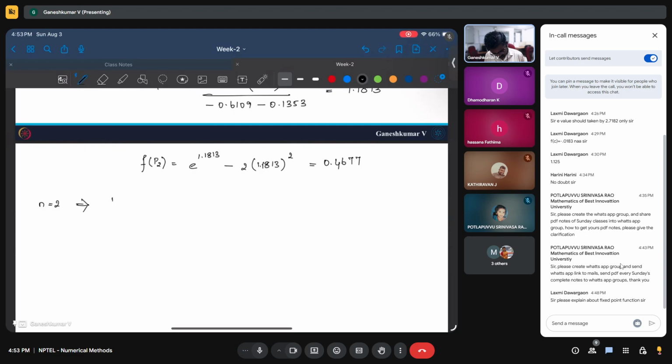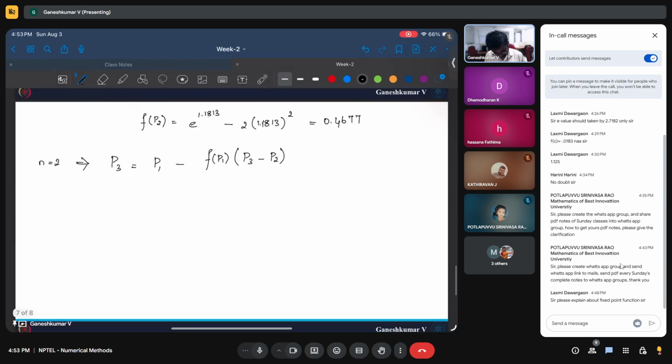Okay, now let's go to second iteration. n is equal to 2. So for that you write p3 is equal to p2, or I think it's p1, p1 minus f of p1 into p2 minus p1, divided by f of p2 minus f of p1. Correct? We haven't found p3. Now you can substitute these values here.